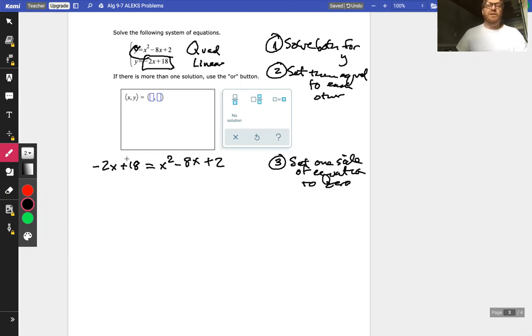So we're going to move everything over to the right side. So I just look at what I have to do here. I'm going to add 2x, and I'm going to line it up with where I want to add it to. And then I'm going to subtract 18.